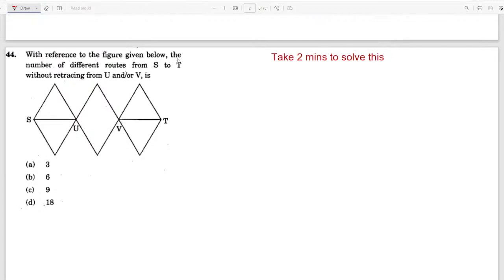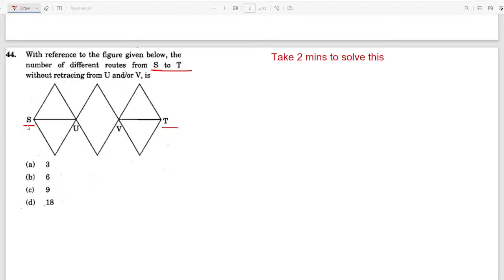Okay. We'll see how to go about this question. They're saying, with reference to the figure given below, the number of different routes from S to T, this is S and this is T, without retracing from U or V. So they are not coming back again. They are just going from S to T. There is no reversal. There is no retracing. We have to calculate the number of ways.